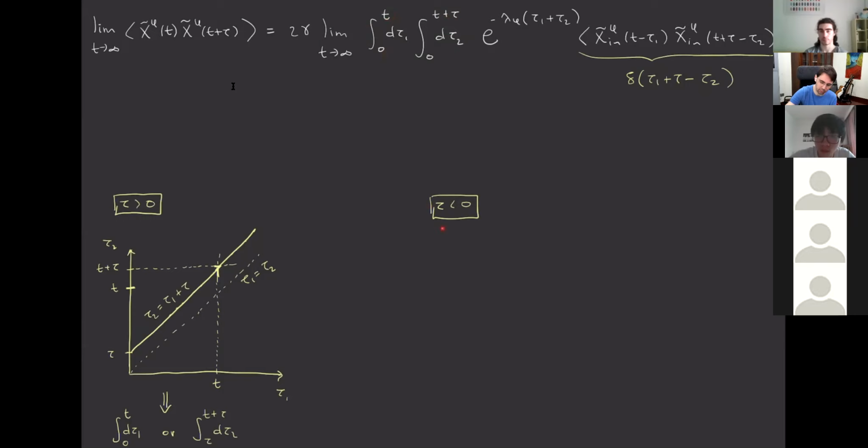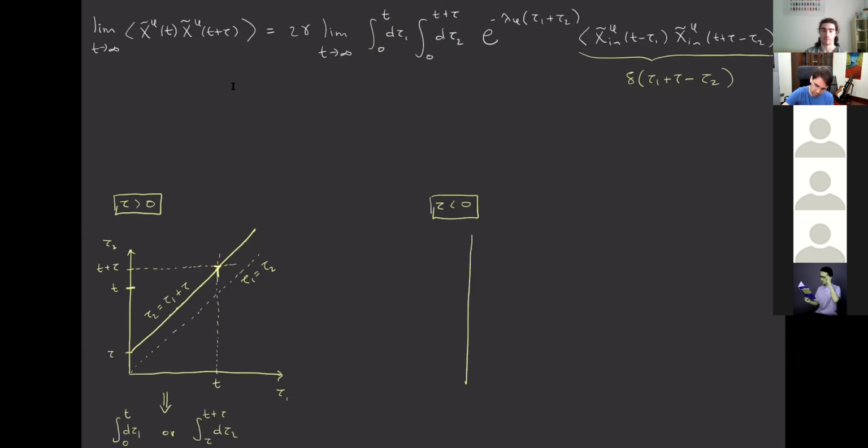Now, what happens for tau smaller than 0? Let's apply the same logic. The same logic means that now tau2 goes from 0 to t minus the absolute value of tau, because tau is negative, okay? So then the integration domain of tau2 is smaller than 0 to t. So then finally we should get an integration in tau that is from 0 to t plus tau, or t minus absolute value of tau, okay? And that's exactly what you get if you do it carefully.